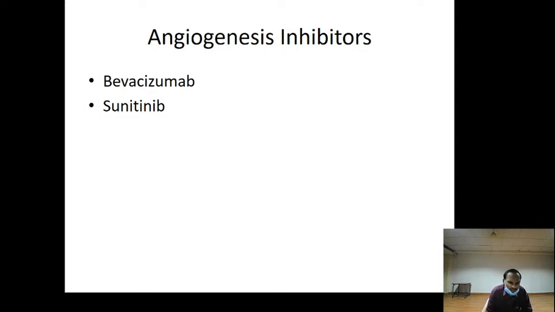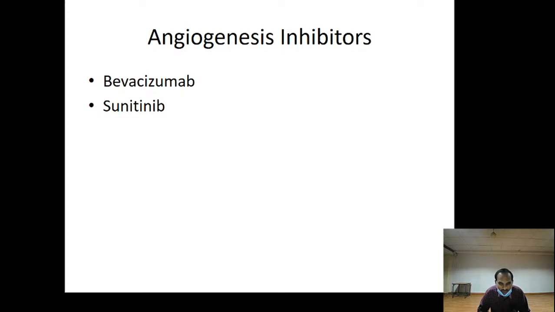Everything else for sunitinib remains the same. Sunitinib also has a role in treatment of advanced and metastatic colorectal cancer, and it acts at a different level of angiogenesis inhibition, not by directly blocking the vascular endothelium derived growth factor, but by inhibiting the signal transduction after the growth factor has bound to the receptor. Another thing is that sunitinib does not allow the growth factor to bind to the receptor. So two mechanisms are there in sunitinib's action.